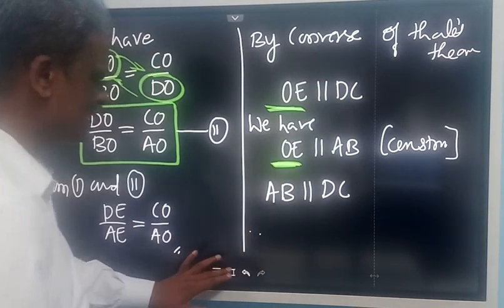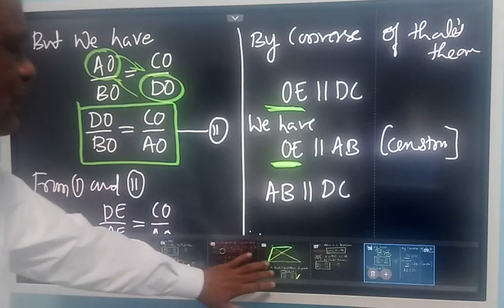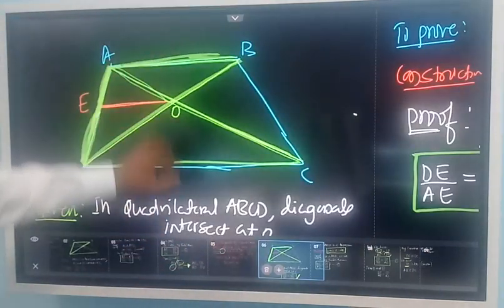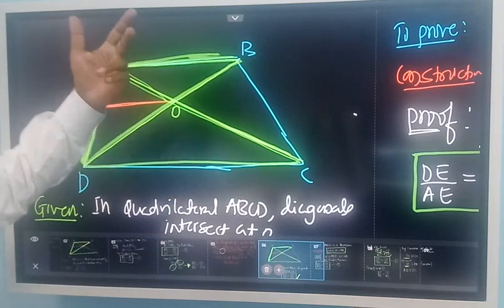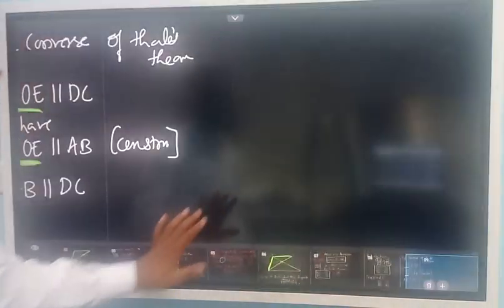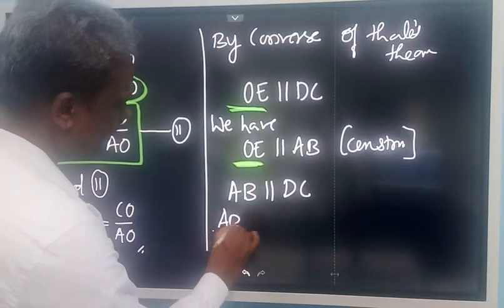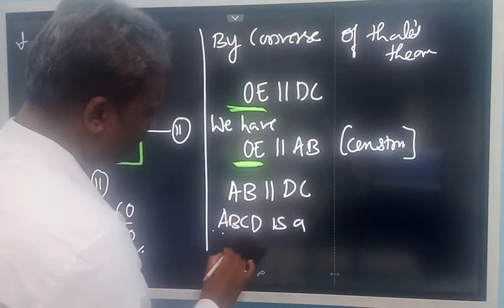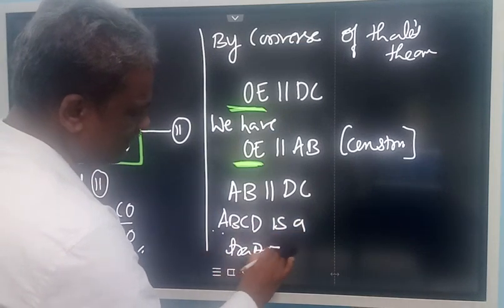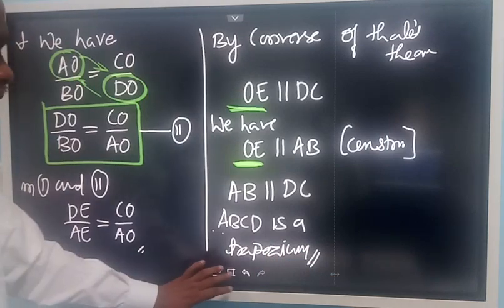Therefore, if AB and DC of the quadrilateral are parallel, one pair of sides is parallel, so it must be a trapezium. If one pair of sides is parallel, I can write that it is a trapezium. So I will write here: ABCD is a trapezium. Is it clear? Did you understand this?